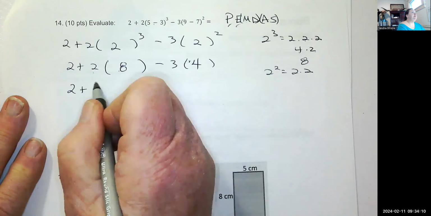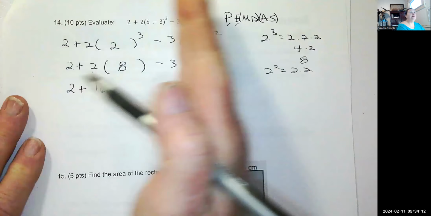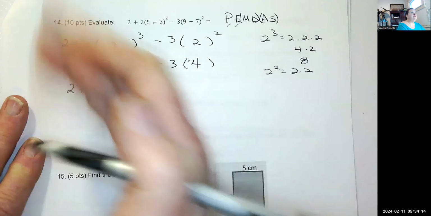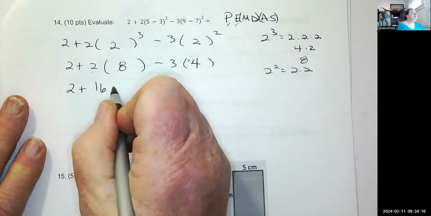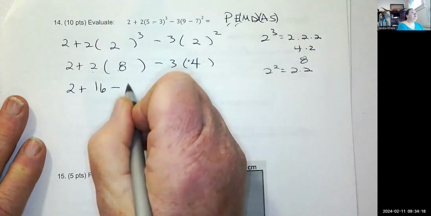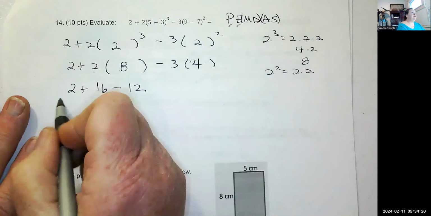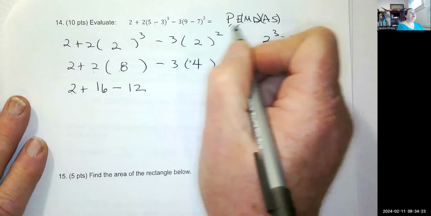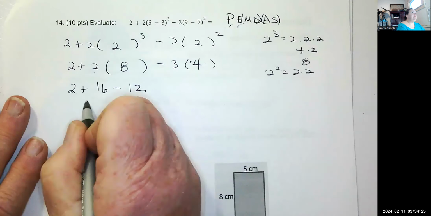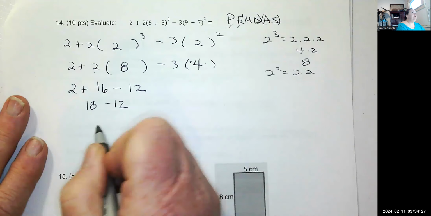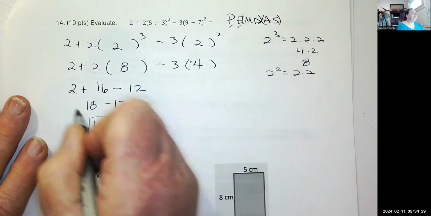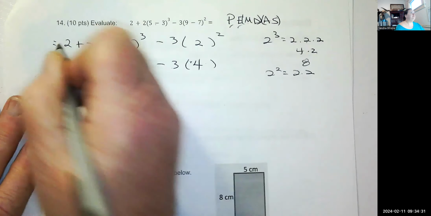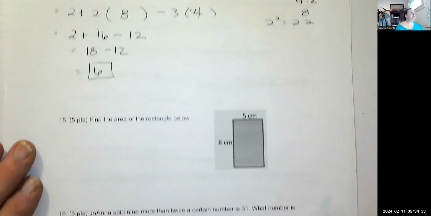2 times 8 is 16. And I'm going left to right, so minus 3 times 4 is 12. Okay, left to right for addition and subtraction. 2 plus 16 is 18. Minus 12 is 6. Let me know what questions you have.